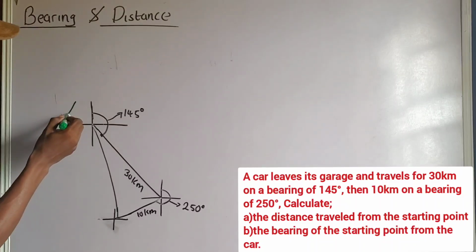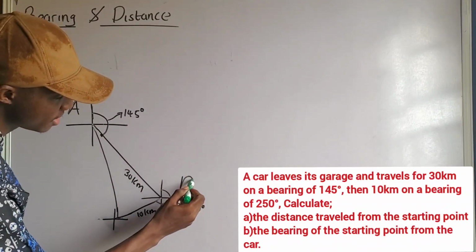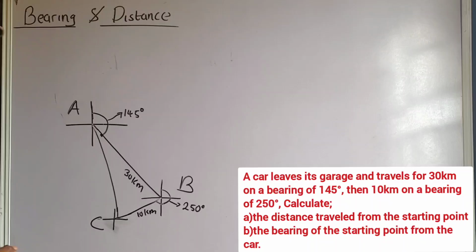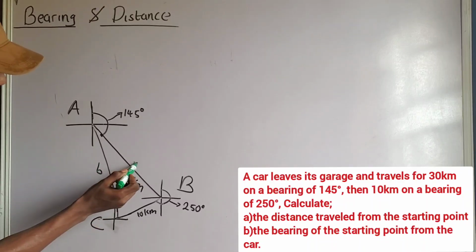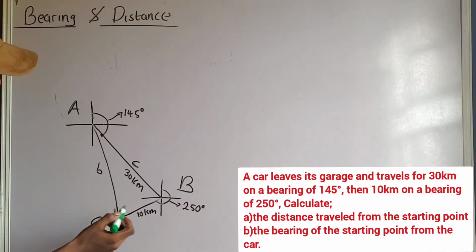Now let us call this point A. Let's call this point B. Let us call this point C. Are you getting it? Okay. If you want to calculate this side that you see here, let us represent it as B. And this side, let us represent it as C, small letter c. Then this side, let us represent it as small letter a.